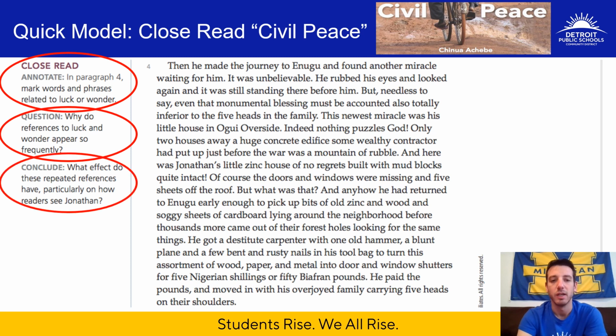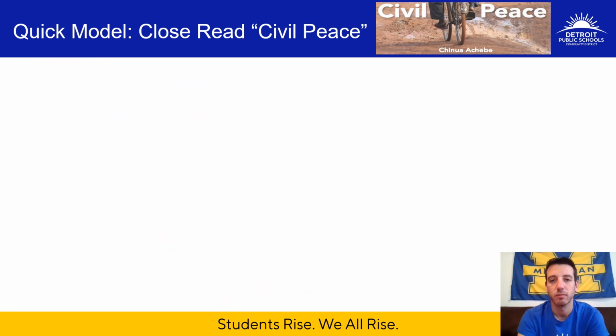And to conclude, you have to think about what effect these repeated references have, particularly on how readers see Jonathan. Without these repeated references to luck and wonder, how may the story be different? How may readers see Jonathan differently? What impact do these references have on the story as a whole, but really just on how readers see Jonathan? And you can write your answer in the blank space here.